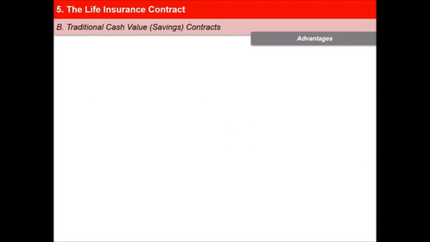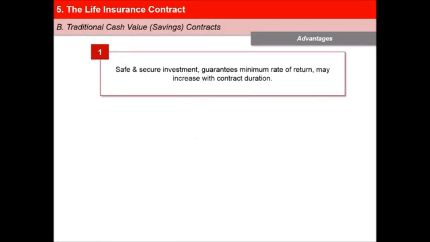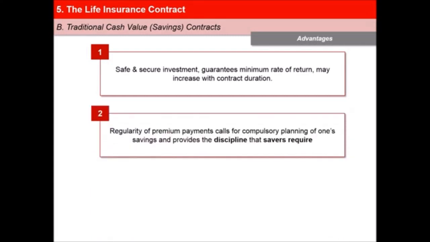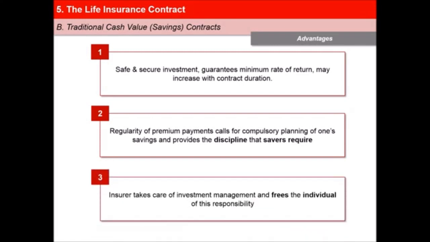Now that we understand what is a life insurance contract, let us look at its advantages. First, it is a safe and secure investment. Its cash value guarantees a minimum rate of return, which may increase with contract duration. Second, regularity of premium payments calls for compulsory planning of one's savings and provides the discipline that savers require. Third, the insurer takes care of investment management and frees the individual of this responsibility.